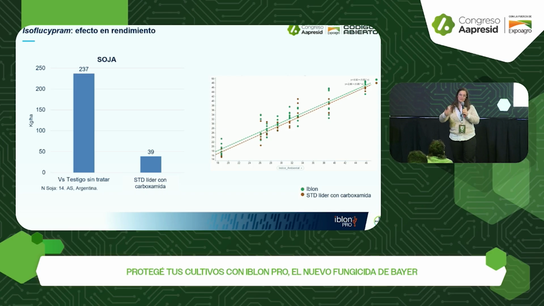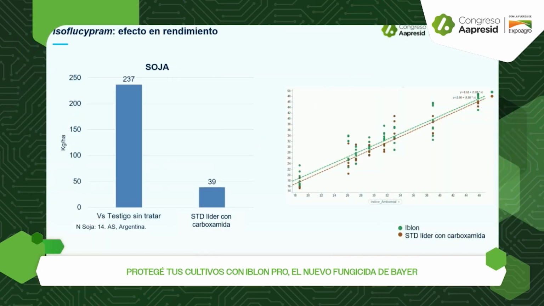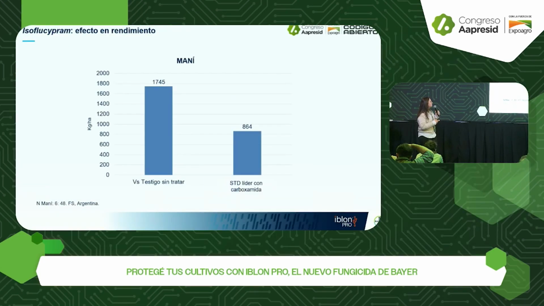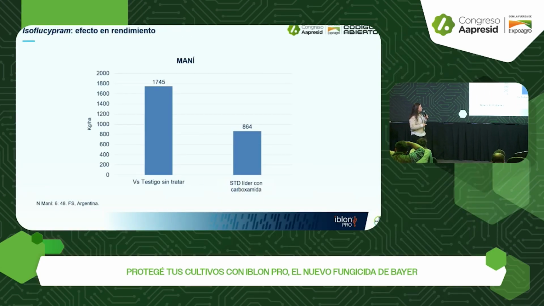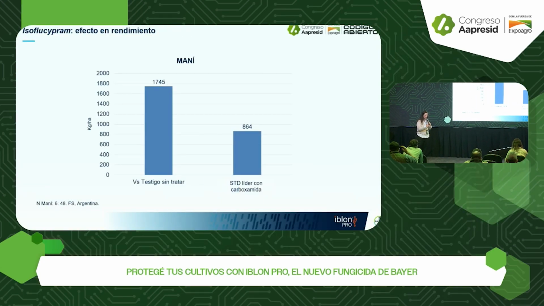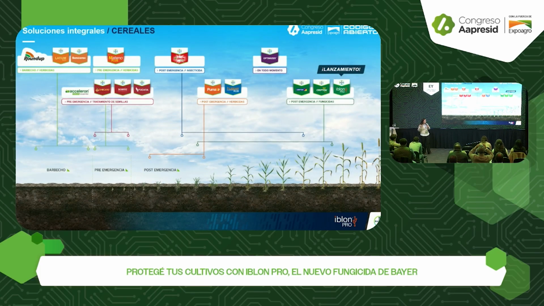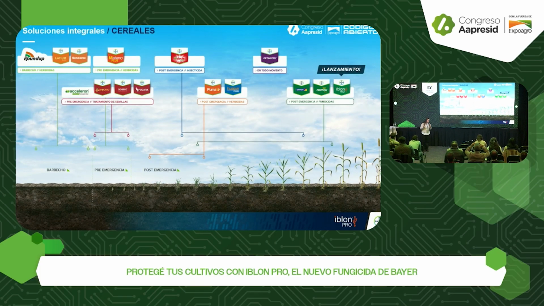This database is still being updated. If we meet again in the future, I will be able to share more information with you. Finally, peanut. I told you that the impact on yield was very large. 1,745 kilos untreated, 864 kilos with the leading carboxamide-containing product.